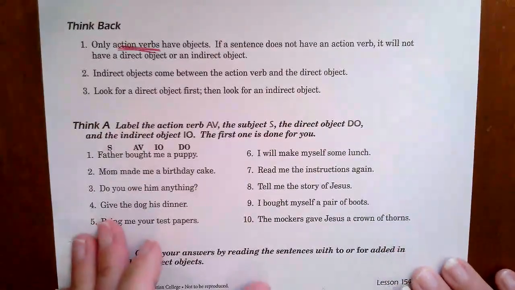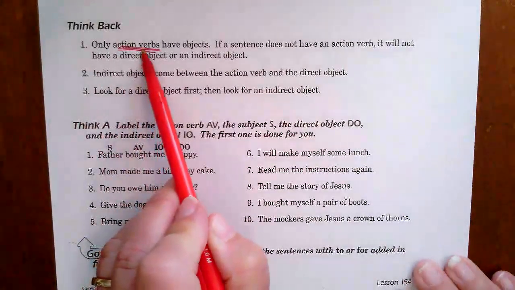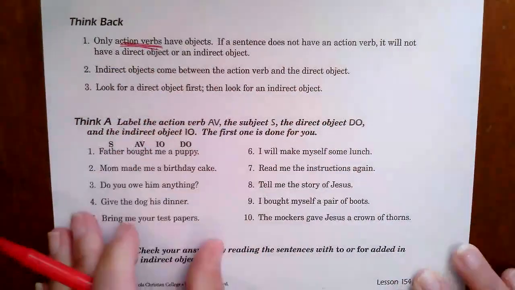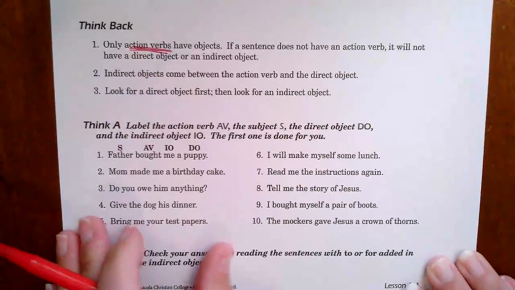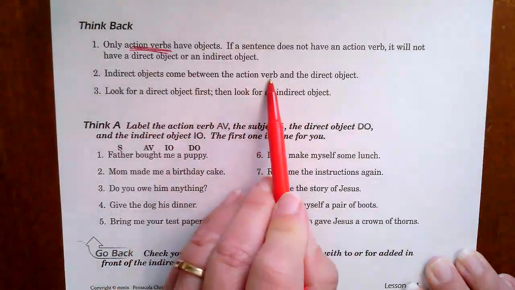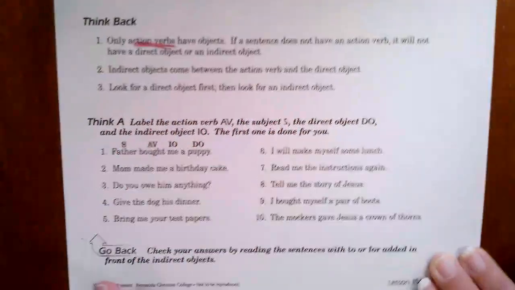A couple of reminders that they have here is that only action verbs have objects. If the sentence doesn't have an action verb, it will not have a direct or an indirect object. We discussed this when we were doing our notes. Indirect objects come between the action verb and direct object. Look for a direct object first, then look for an indirect object.